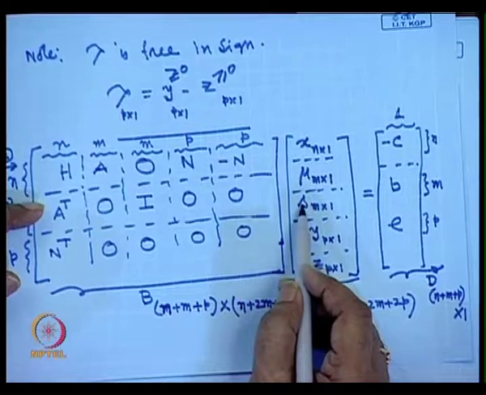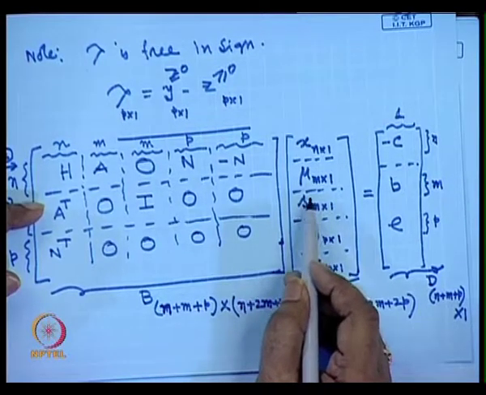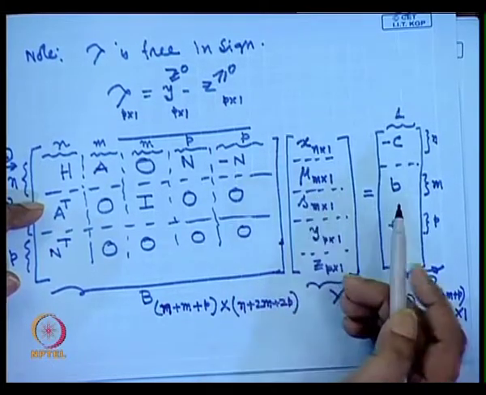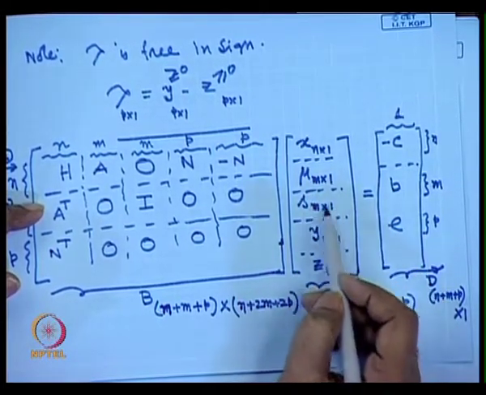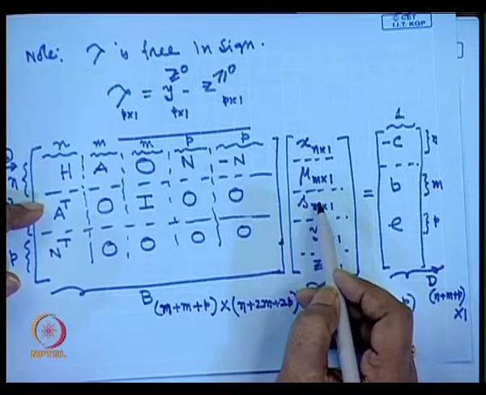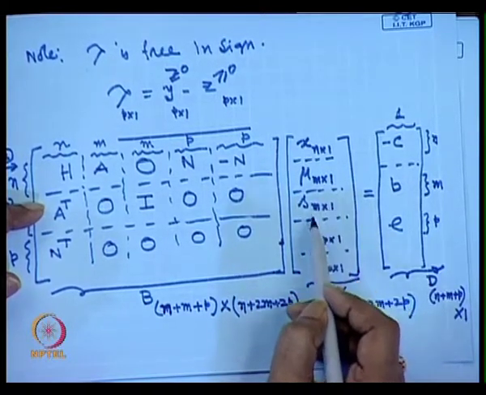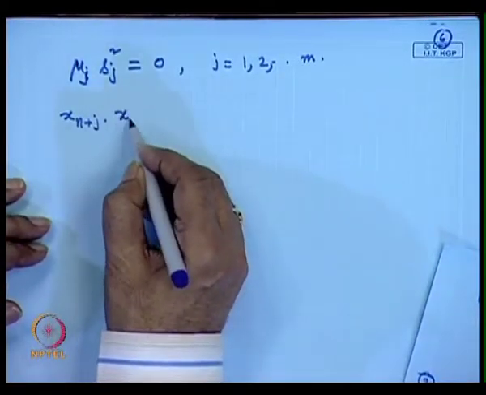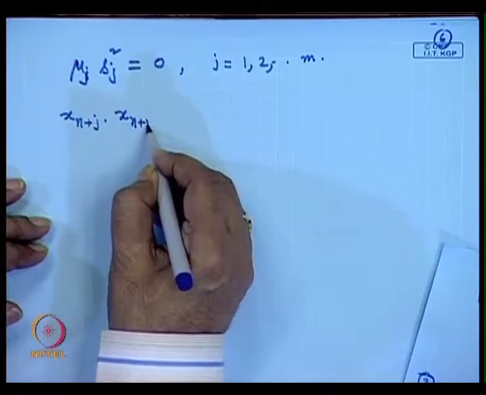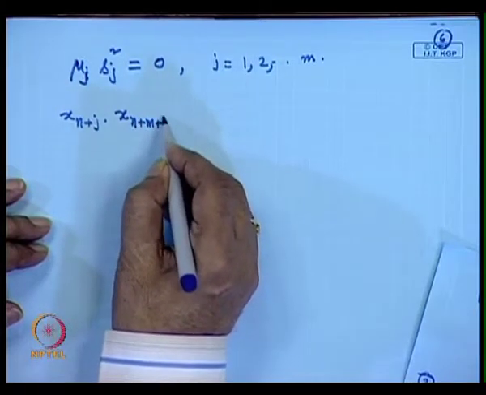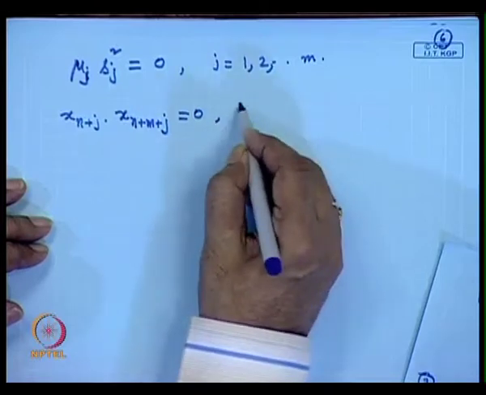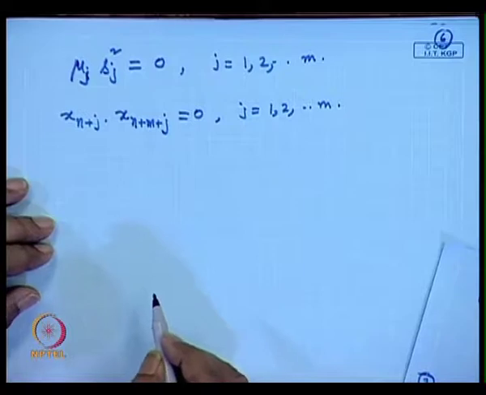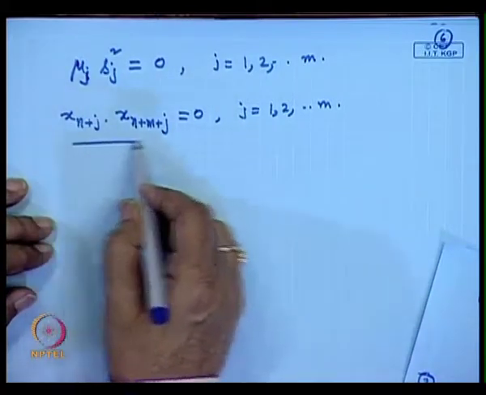What is the first element of s in terms of x? x n plus m plus j, meaning the first element is 1, x n plus m plus 2 will be the second element of s. So, in a similar manner I can write x n plus m plus j is equal to 0 for j is equal to 1, 2, dot dot m. Agree? So, this I can write.